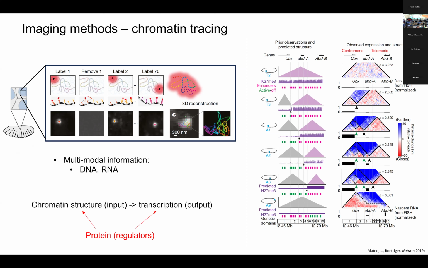But there's actually a missing piece in this picture, which is the protein. Because proteins, such as the SMC proteins, can actually regulate the chromatin structure. For example, cohesin or CTCF really contribute to the final scale of chromatin structure. And also, transcription factors can regulate the transcription as well. So it would be good to include the protein in this imaging scheme as well.